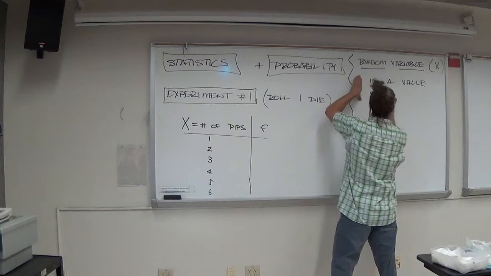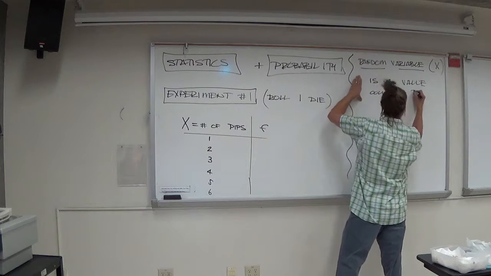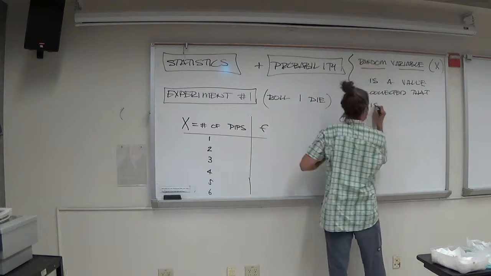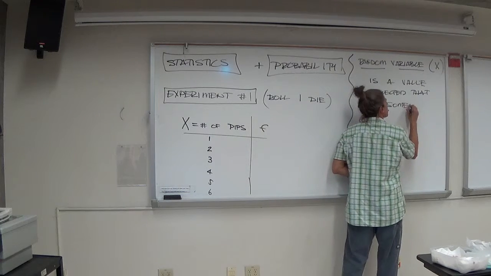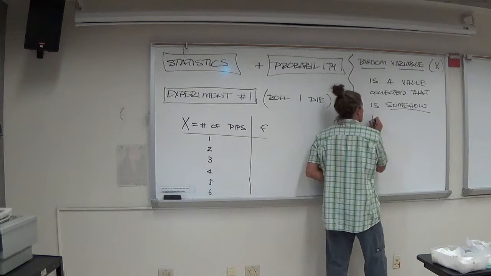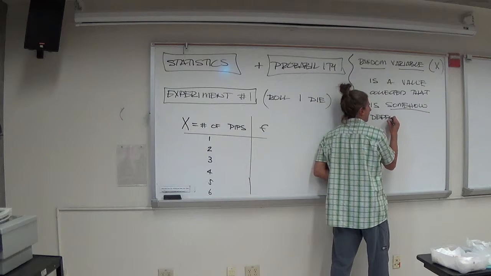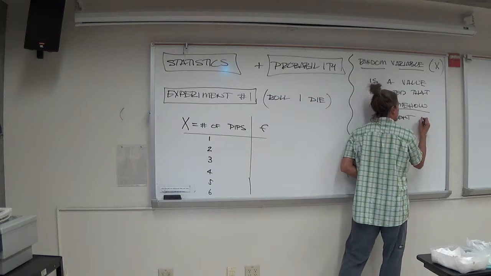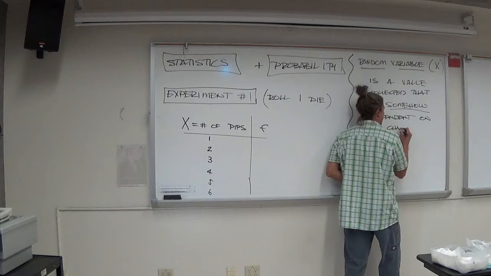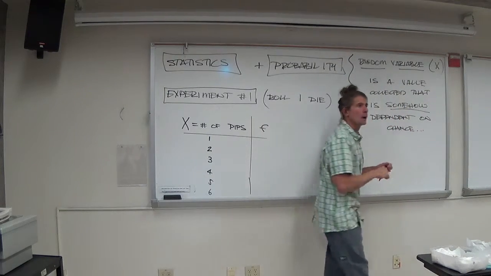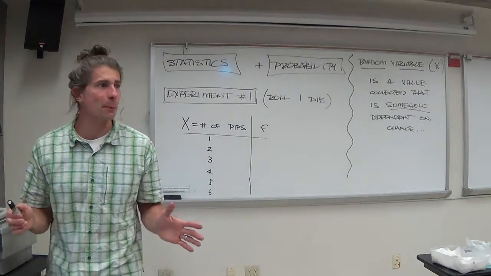collected that is, and here's the kicker, somehow dependent on chance. Rolling a die is a perfect example of one.